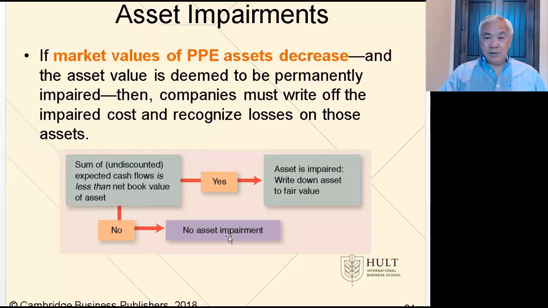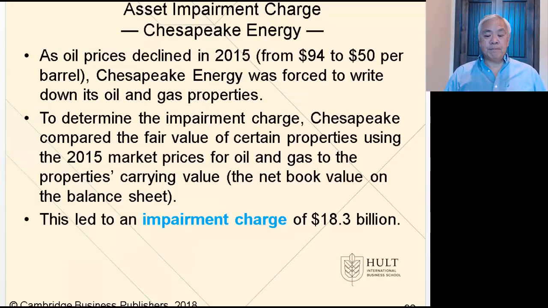If the value's gone up, by the way, don't mark it up. It can only go one direction, down. So the assets are there. It can only go down in value with an impairment, cannot go up. And we're talking about PP&E here.